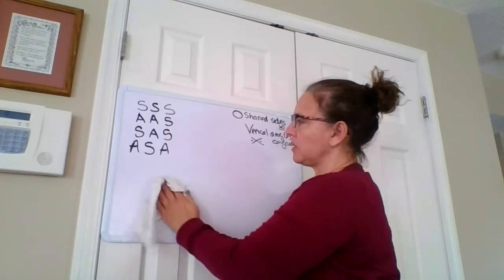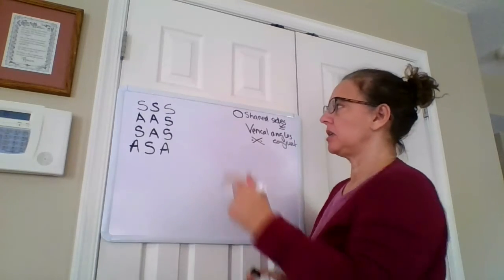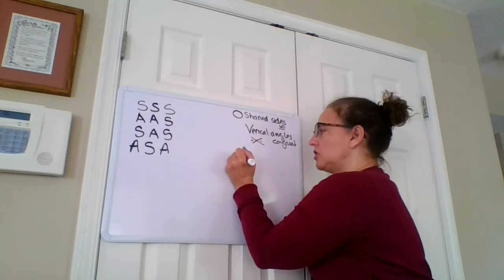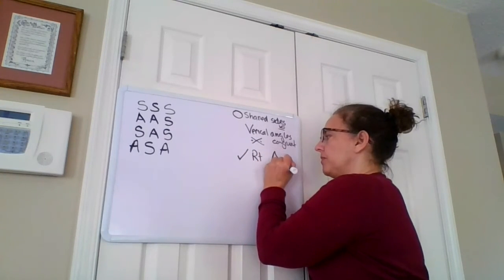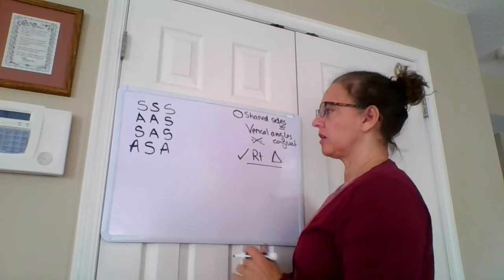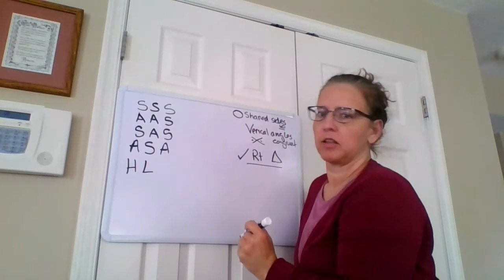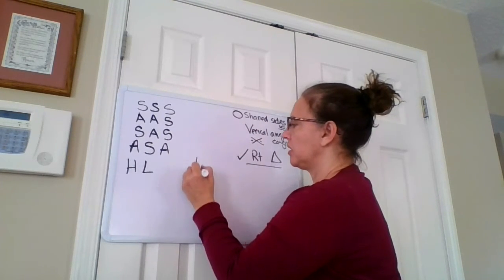If you get to a problem and it doesn't match any of these, the last thing you need to check is, is it a right triangle? If it's a right triangle and we have a hypotenuse and a leg that are the same, we can prove that they are congruent.